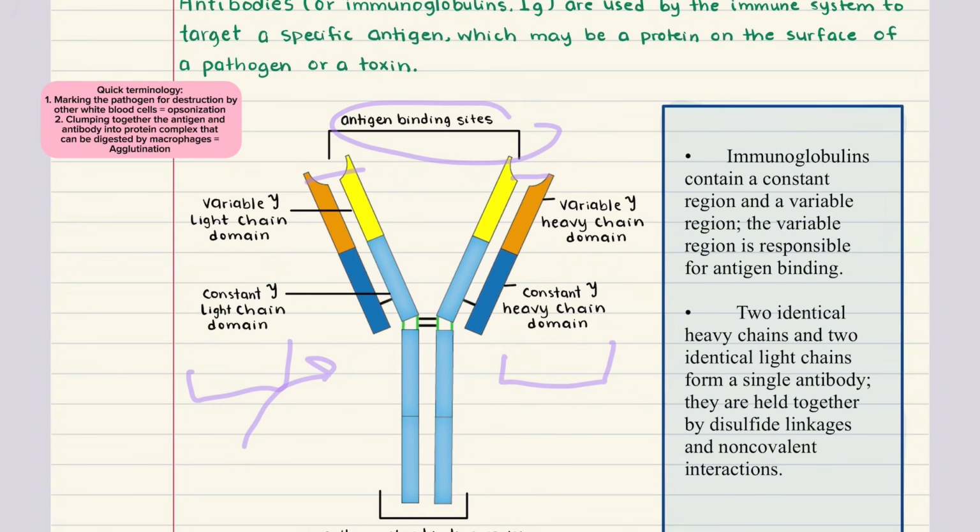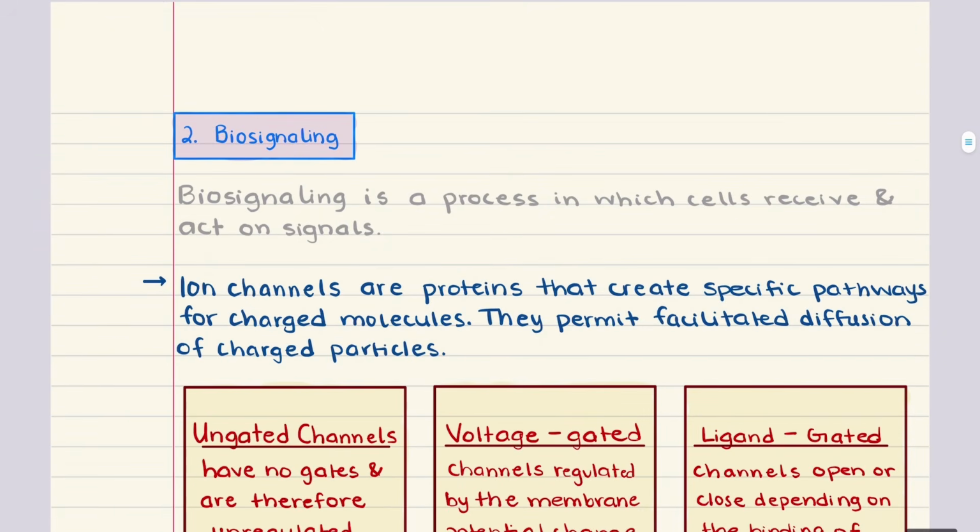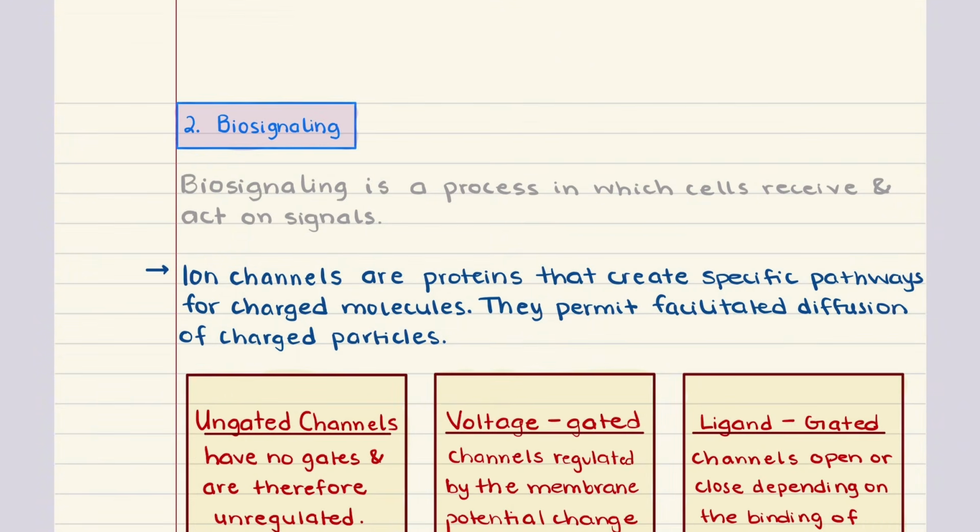Now, because antibodies have one part that recognizes the threat and another part that activates the immune response, they're highly effective at helping the body detect and eliminate harmful invaders. With that, we can move into our second objective, where we're going to discuss biosignaling.